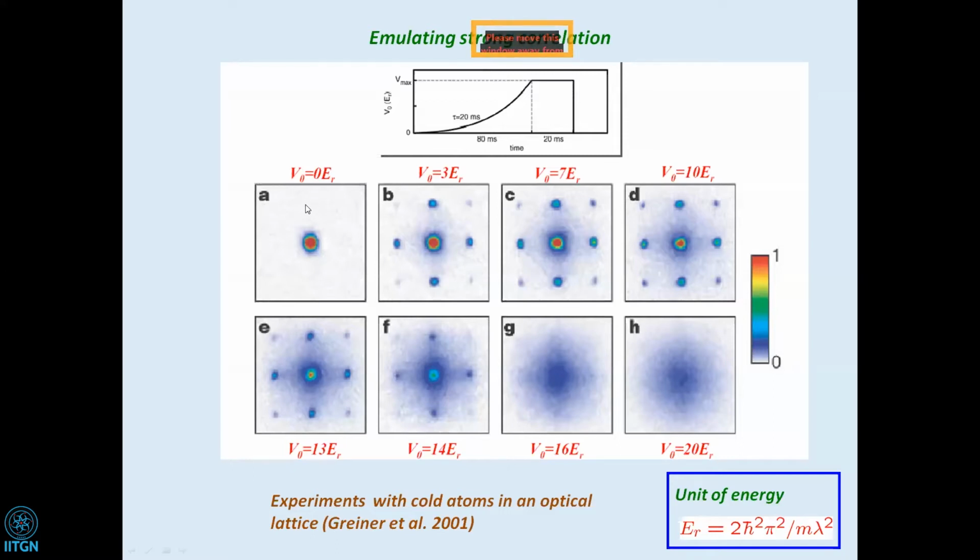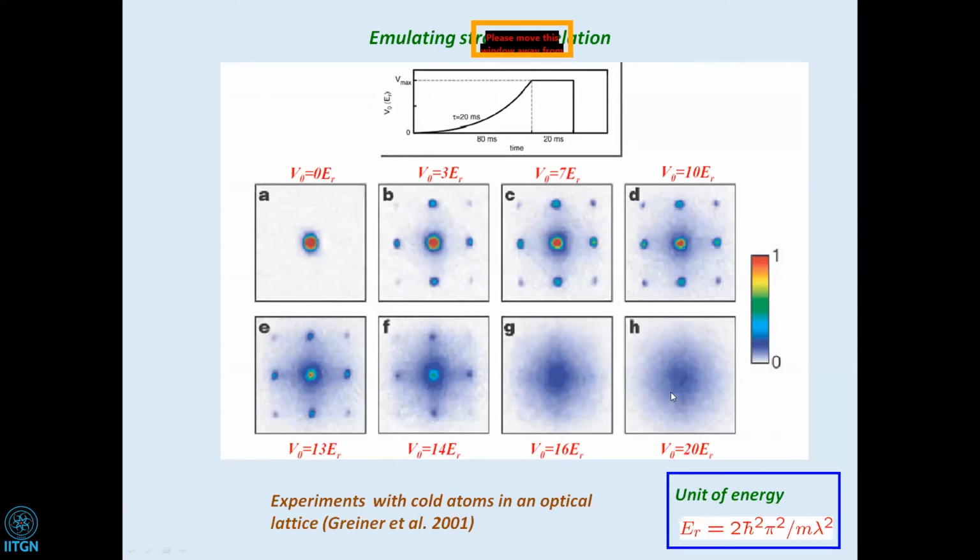So V naught is the magnitude of the trap. Sorry for this difference in notation, this V naught is actually V max, the maximum height of the trap that you have.